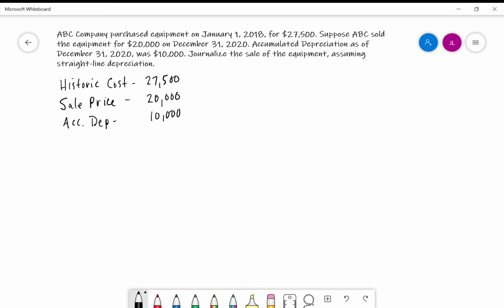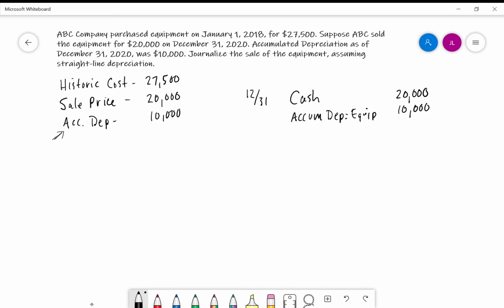So we're thinking about this. We sold it on December 31st, so 12/31. Our journal entry: we sold the equipment for $20,000, so we know we got cash. So here's cash, and we'll debit that for $20,000. And then we have to bring the accumulated depreciation up to date. So we'll take the accumulated depreciation, and we're going to assume this is on equipment. That's $10,000.